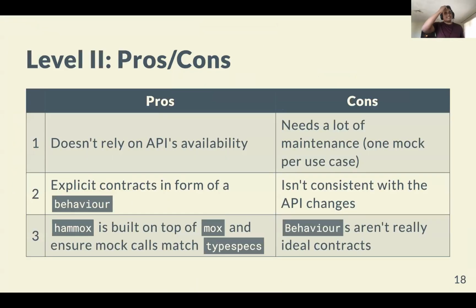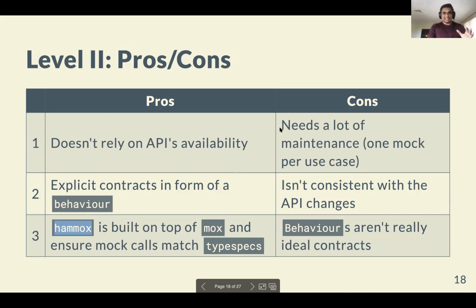Pros and cons. It doesn't rely on API's availability, like testing real-time requests. Explicit contracts in the form of behavior. So your behavior defines how your mock should function. So if you are following the behavior correctly in the test environment, your mock modules will follow the API's behavior. There's also a really cool library called Hammox, which is built on top of mocks, which ensures that your mock calls match the type specs, which is also very important. So you can use that and have a stronger contract.